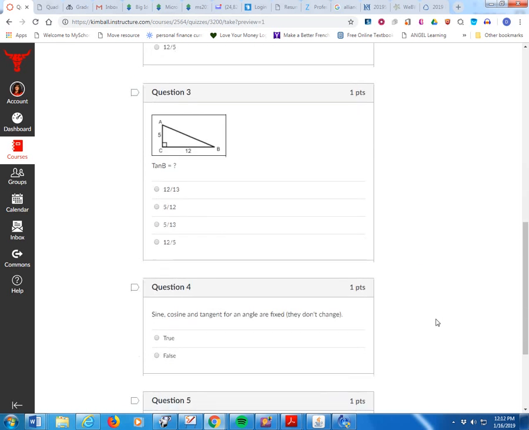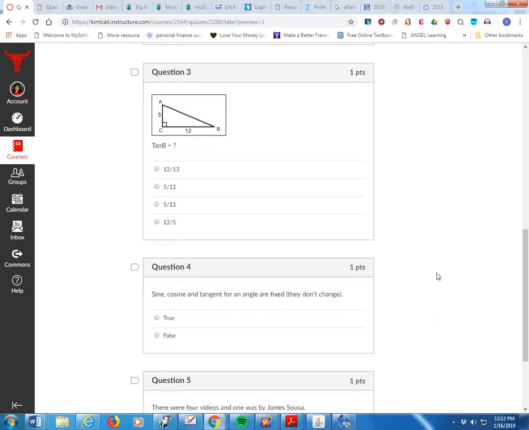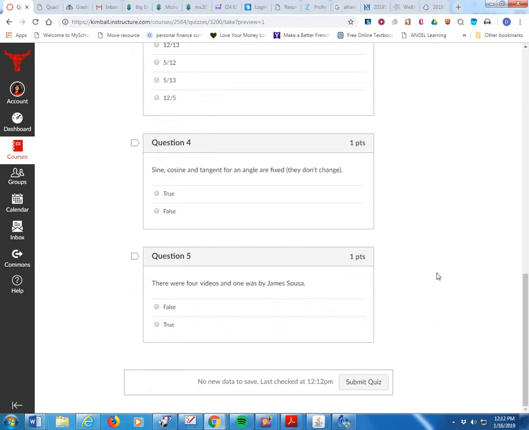Tangent B is on this side. Tangent's opposite over adjacent, so it's 5 over 12. Does everybody see that? Sine, cosine, and tangent for an angle are fixed. They don't change. True. There were 4 videos, and one was by James Sousa, however you say it. Okay.